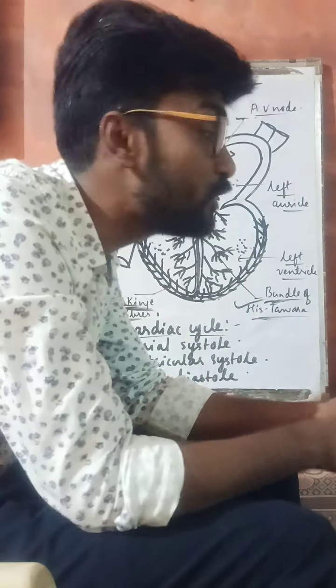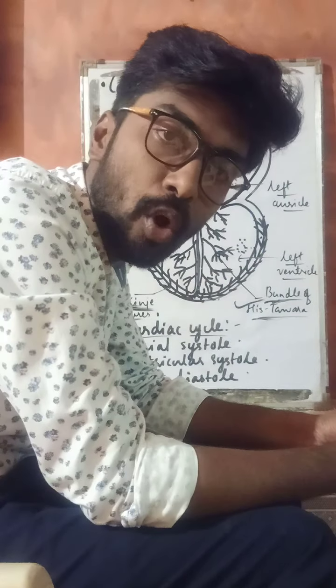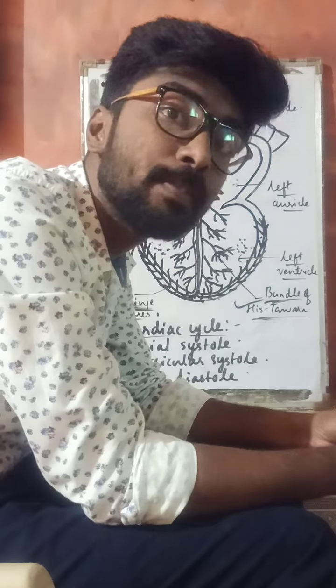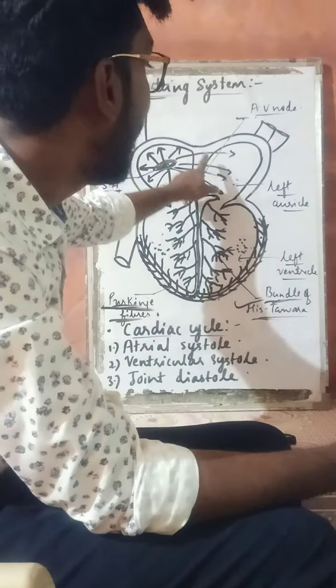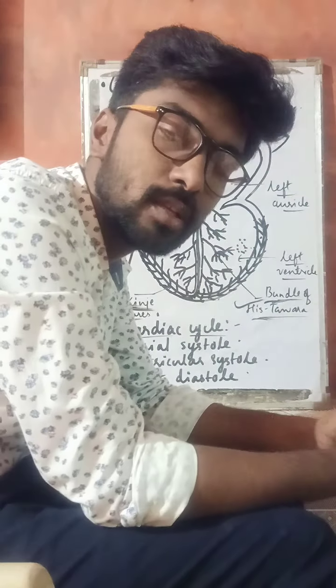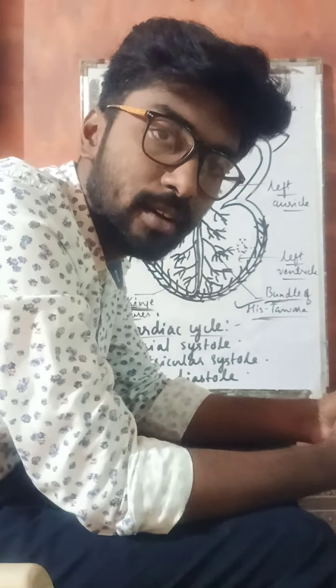Just remember 2 points. SA node is called sino-auricular node, or it is called the pacemaker of the heart. Okay, and AV node, auriculoventricular node, is generally called pace setter of the heart.